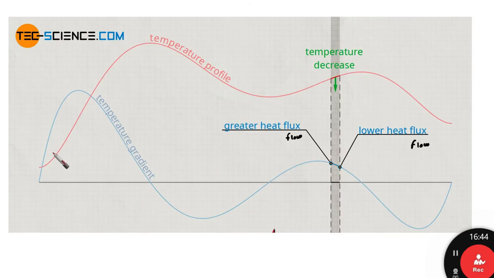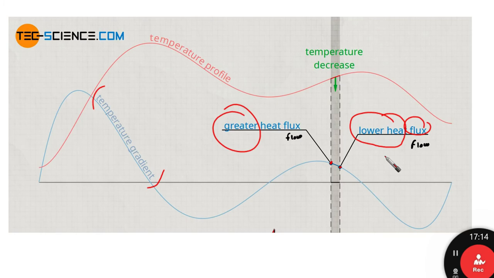And what is the meaning of temperature gradient actually? It tells us something called the heat flux or heat flow, if you want to understand it quickly. If we have two points on this temperature gradient curve, the upper point means greater heat flux, and the lower point gives us lower heat flux or flow. You can understand it like this. That's the meaning of the temperature gradient and the first derivative.